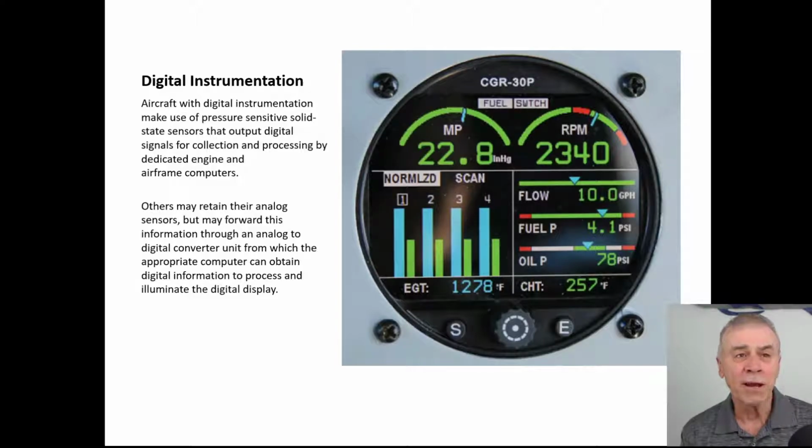Others may retain their analog sensors, but may forward this information through an analog to digital converter unit from which the appropriate computer can obtain digital information to process and illuminate the digital display. So in effect, they're saying that they could still use the old transmitters and sensors, but by running them through this ADC unit, the analog to digital converter, you can actually power an indicator with digital information.